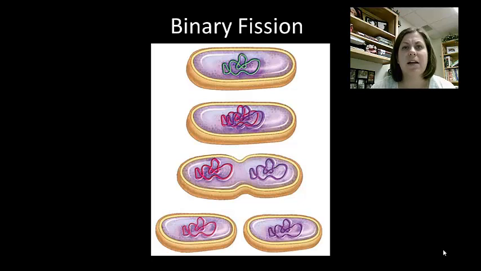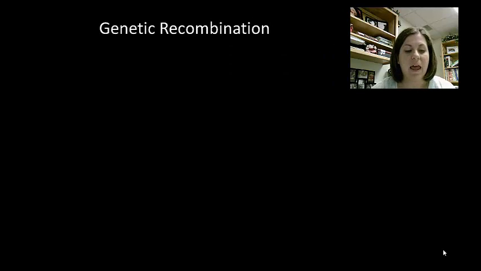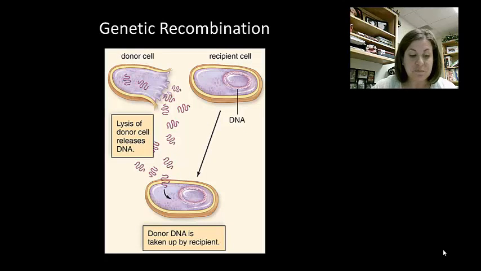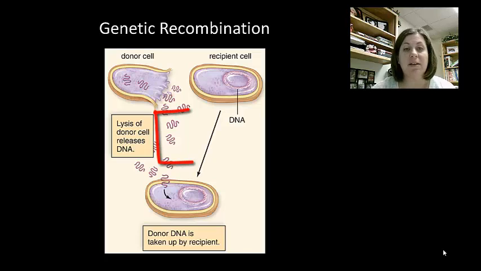Well guys, this doesn't allow for any kind of variation. Asexual reproduction doesn't allow for genetic variation in bacteria, but in order for bacteria to survive, they need a way to evolve. Well, they have three ways that we're going to discuss here where they can transfer DNA from one bacteria to another. The first is called transformation. This takes place when a bacteria picks up pieces of DNA from its environment, from its surroundings.